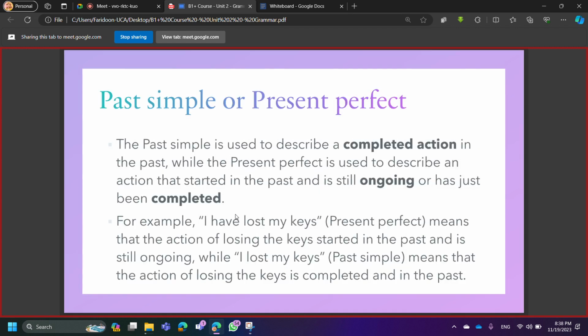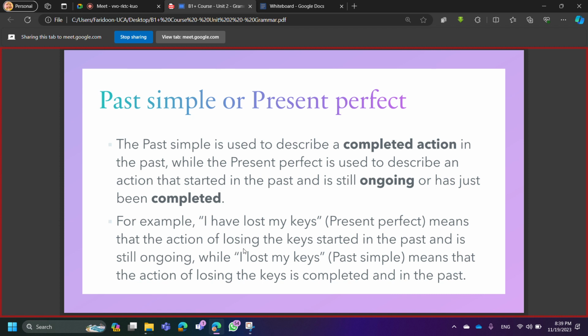Okay? Okay, now coming to the very important question, past simple or present perfect. So the past simple is used to describe a completed action in the past, while the present perfect is used to describe an action that started in the past and is still ongoing or has just been completed. For example, I've lost my keys. I have lost my keys. This is the present perfect.